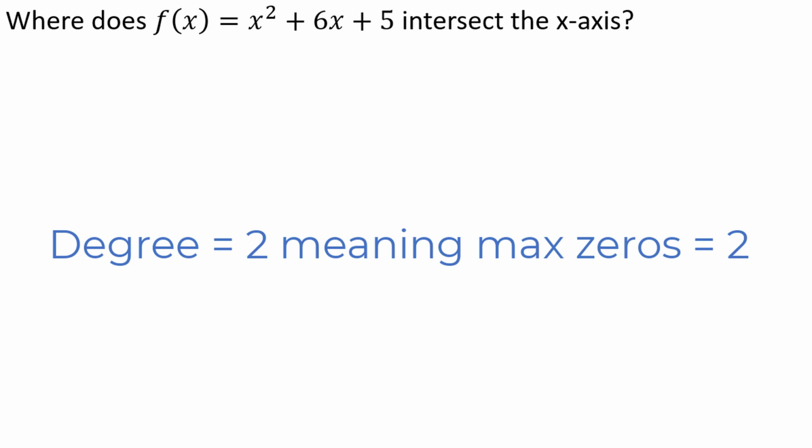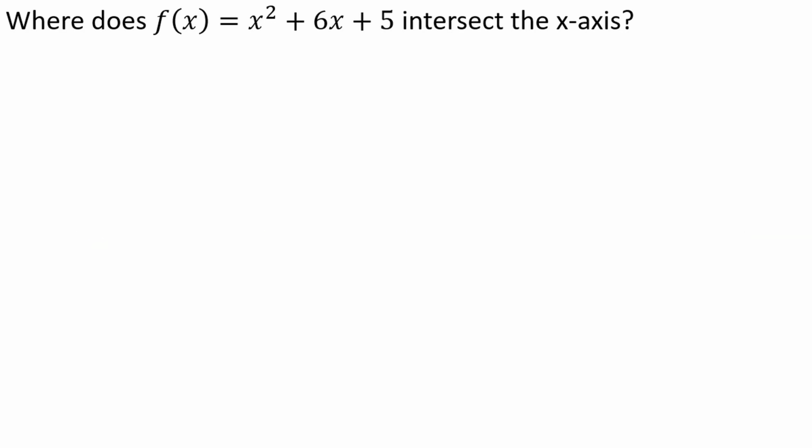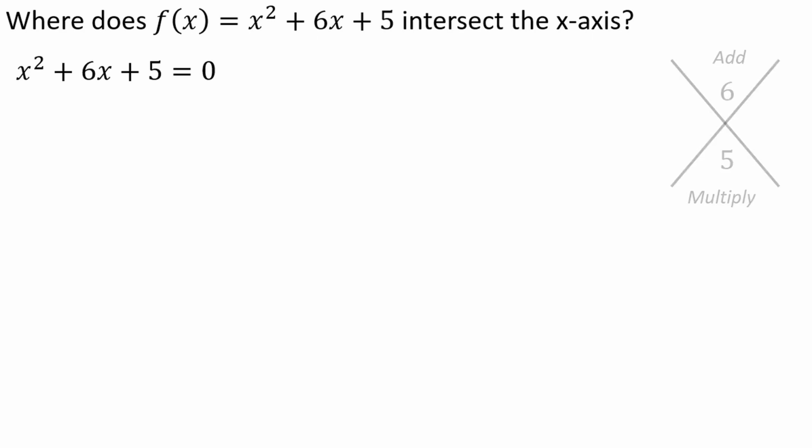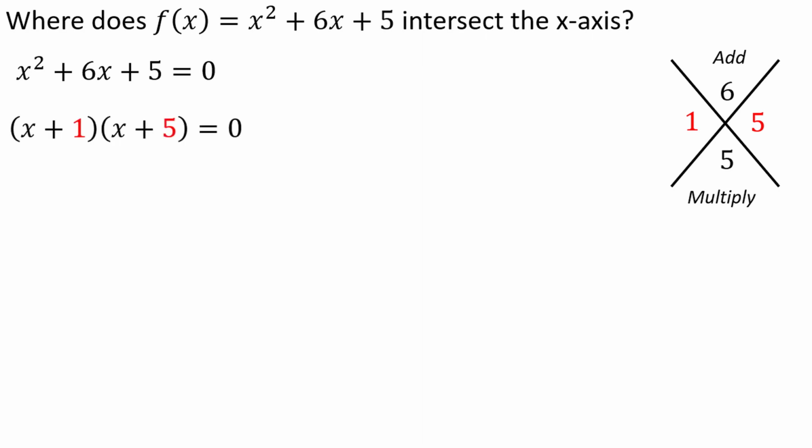possible is 2. The way to find the zeros of a polynomial is to set it equal to 0 and solve for x. So we have x squared plus 6x plus 5 is equal to 0. We can factor the left-hand side by looking for two numbers that multiply to positive 5 and add to 6. The two numbers are positive 1 and positive 5, meaning this can be factored into x plus 1 times x plus 5 is equal to 0.